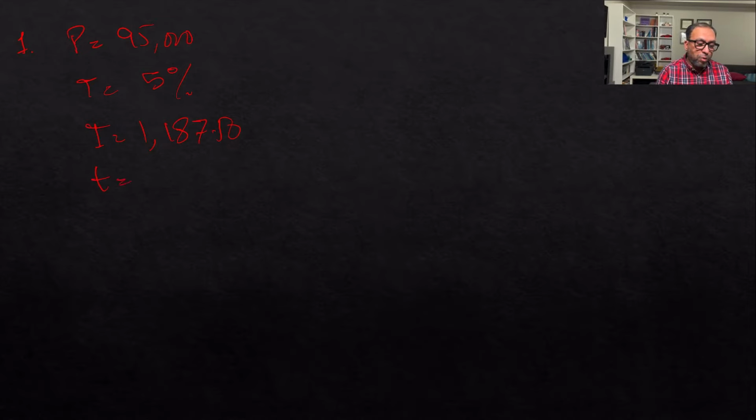So let's go to the next page, and we see here that the given information is P is equal to 95,000 and R is equal to 5%, but it is per year, right? And I is equal to 1,187.50, right? What we want to find out? T. So the formula is saying I is equal to PRT. So if you want to find out T, then it is I divided by PR.